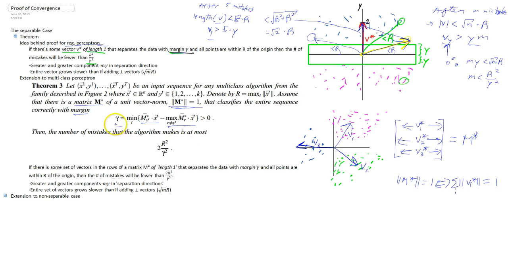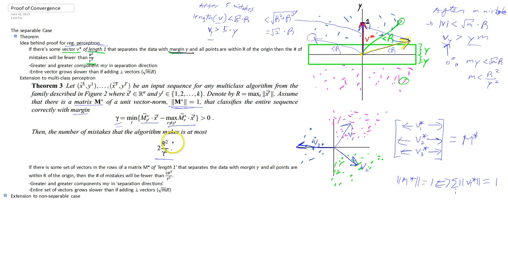The difference between them is always at least gamma. That's why gamma is our margin. Okay, so then the number of mistakes is at most this, and this happens to be a generalization of this. It's exactly the same when there's only two classes using two vectors.